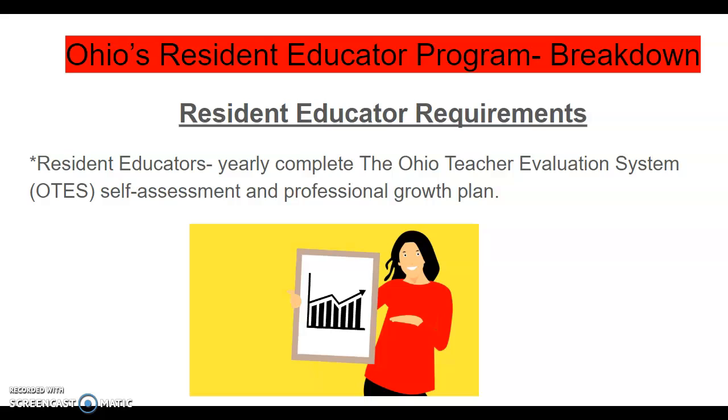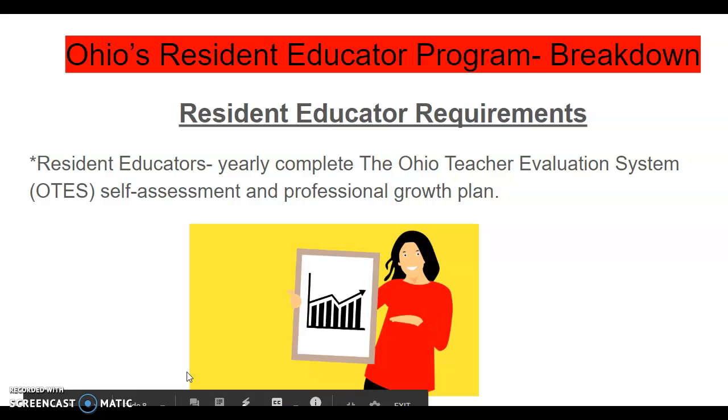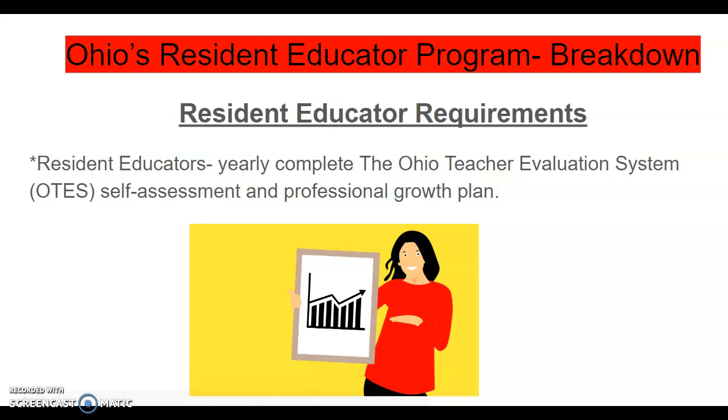Resident educators are required to complete the Ohio Teachers Evaluation, OTES, self-assessment and growth plan every year. This is a yearly thing that the teachers are required to do. It has many layers. First off, you have to turn in your assessment and growth plan. It has to be approved by your assistant principal, your assistant superintendent, and superintendent. And then you have to go in and sign off on it through OTES as well.